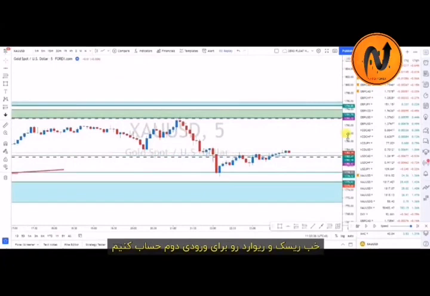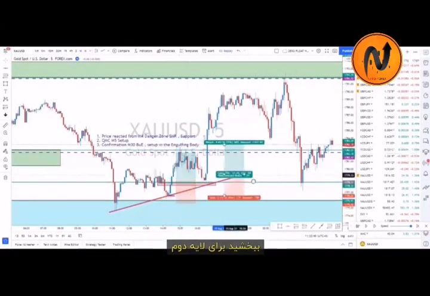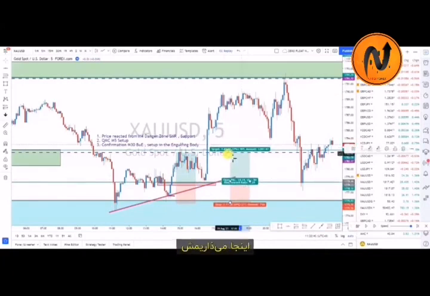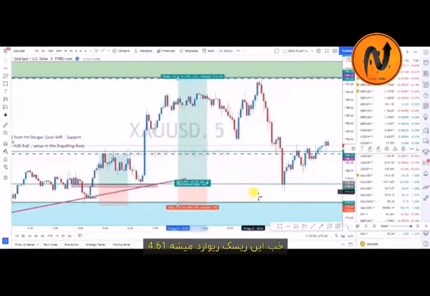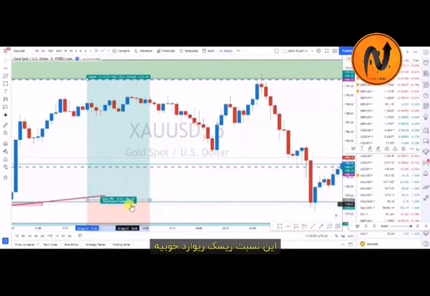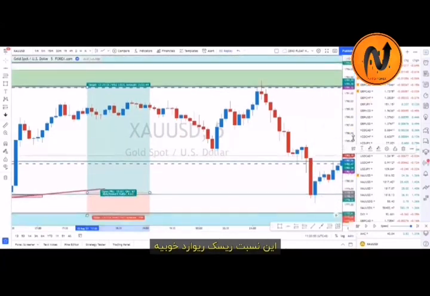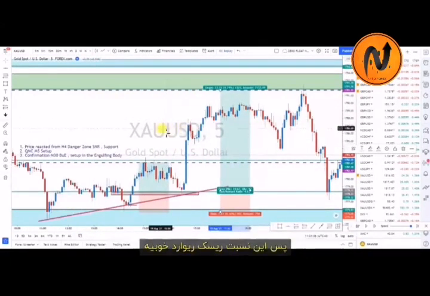Let's calculate the risk reward for the second layer. So put it here. The reward is up to here, the danger zone. Let's say a few pips lower, in case we're using the standard account. So here, this risk reward will be around 4.61. So this will be a good risk reward ratio as well. We risk close to 30 pips, but our reward is around 132 pips.